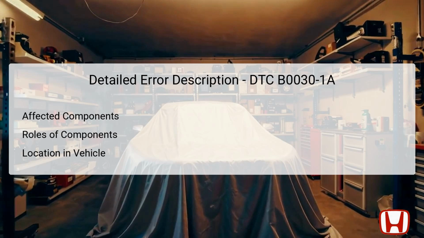If there is an issue with resistance in this inflator, it implies a malfunction that could prevent proper deployment. The SRS unit, also located within the vehicle cabin, monitors the airbag system's functions through various sensors and electrical signals. When this unit detects lower than specified resistance in the inflator circuit, it interprets this as an abnormal condition, thereby storing the DTC B0030-1A in its memory. Understanding the roles and locations of these components is crucial for effective troubleshooting.